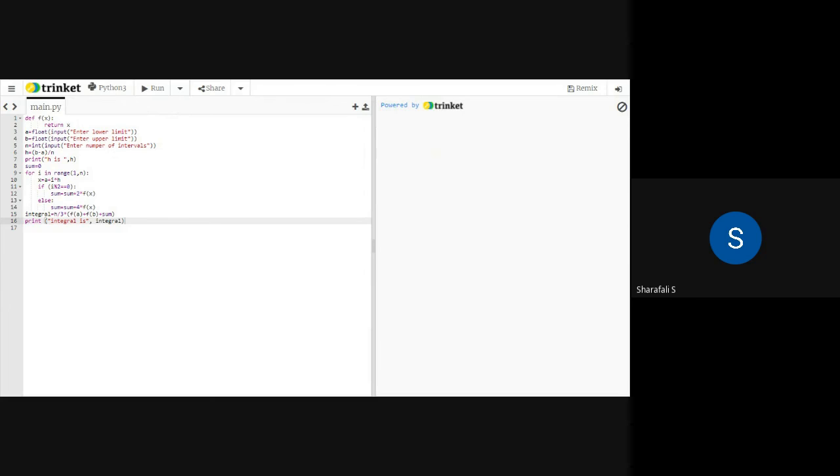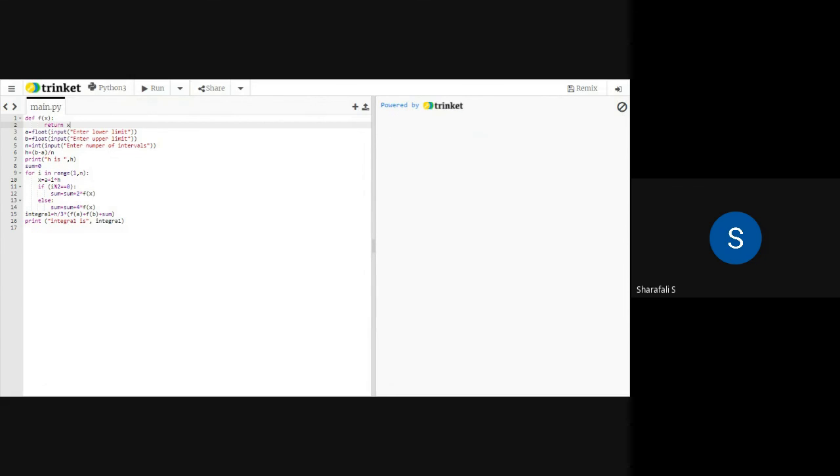Let me change the number of intervals here. So enter lower limit. Probably this also will give me this. Let me see. Okay, let us take 1 and 3, and let me put it as 2. H is equal to 1. Maybe with some different function you have to check.